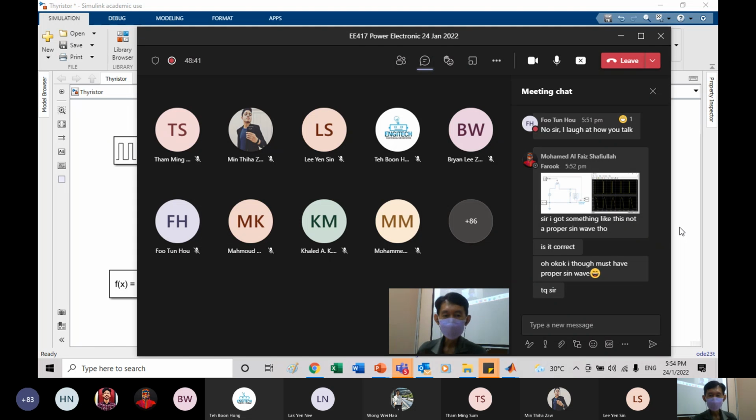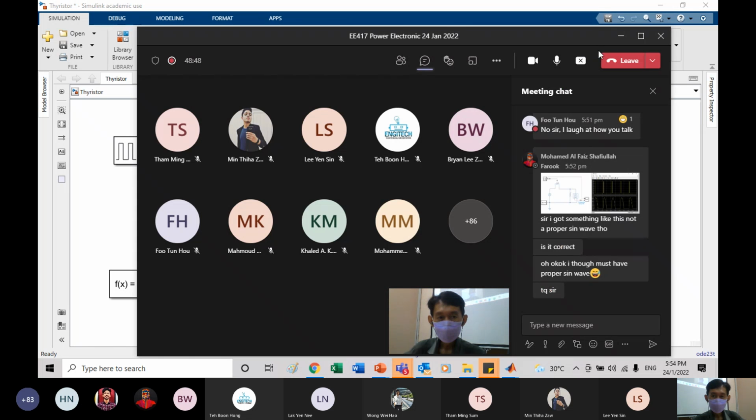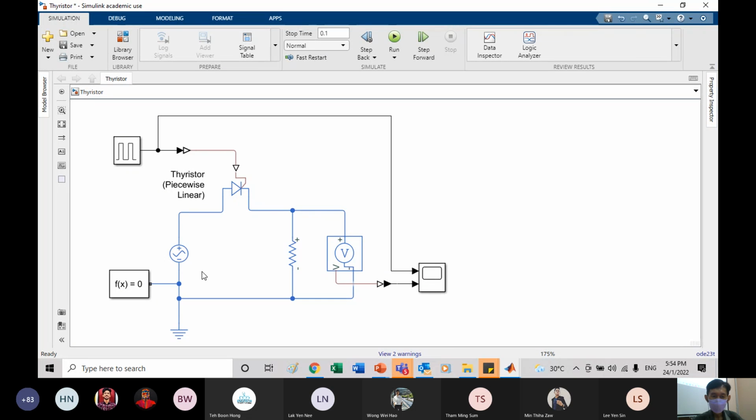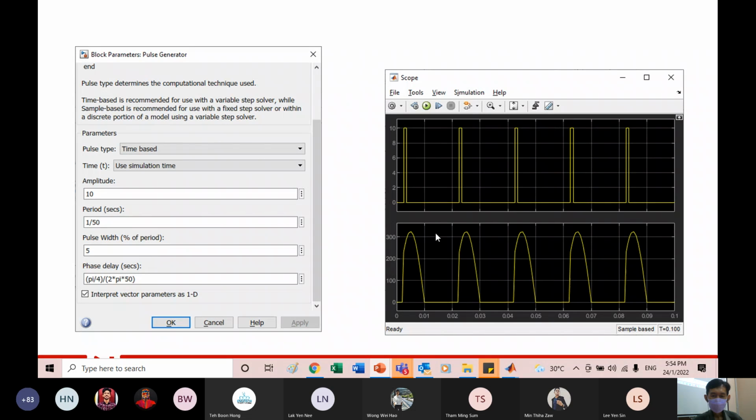Oh, not necessary. It depends on your intention, whether you want to have a proper sine wave or not. Because this is just to show how the thyristor works, like I explained, the condition to turn on and the condition to turn off. Okay, now let us continue.